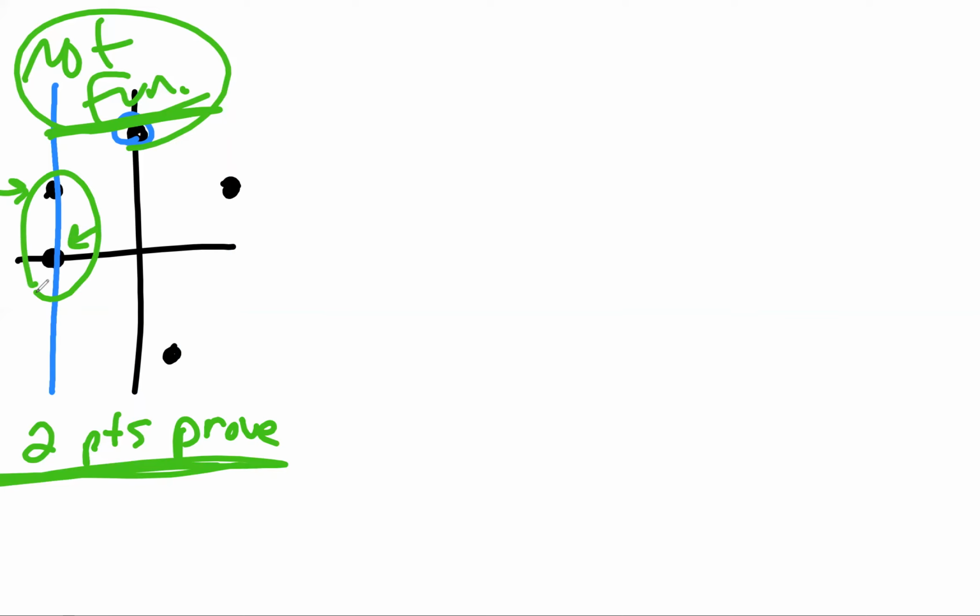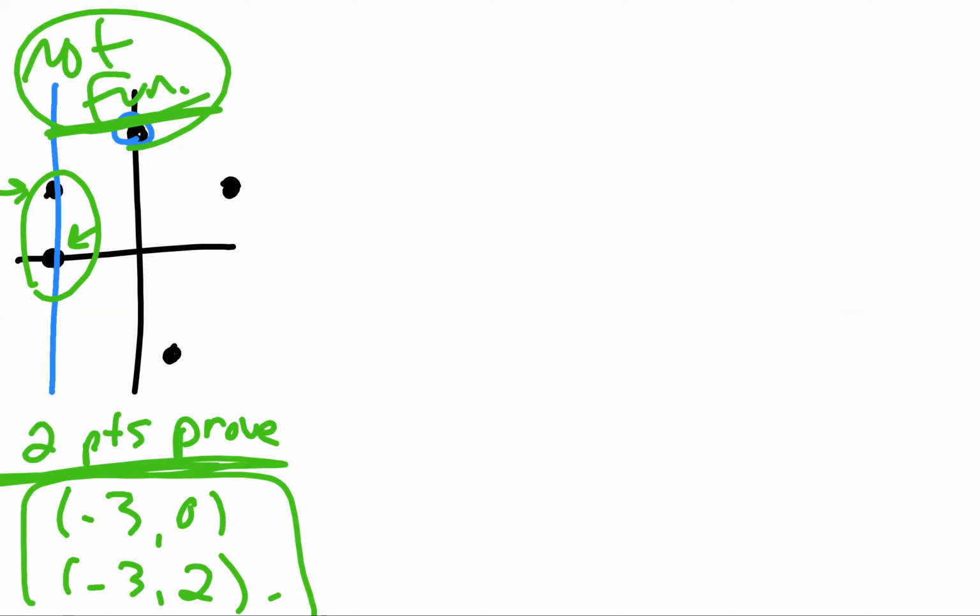We're just roughly guessing this. Maybe that's the point -3, 0 and the point -3, 2, let's say. And you're going to have to type these points in. And then Hawks is going to say, okay, now we're going to move on. But when they ask you for 2 points as proof, you need to find the 2 points that the line actually goes through. Don't pick this point and this point. They don't share.